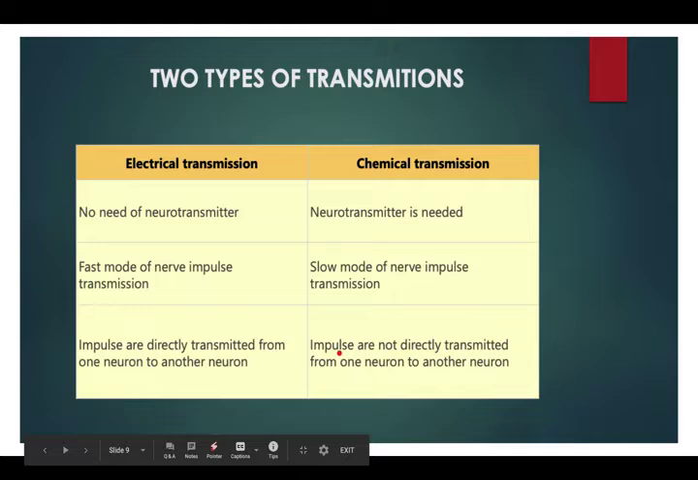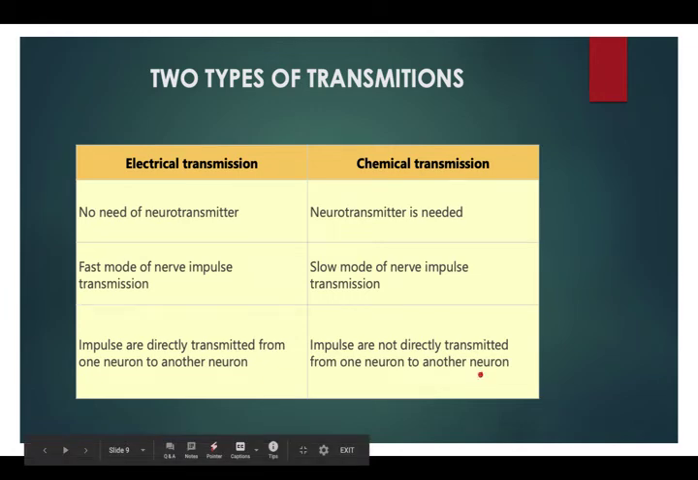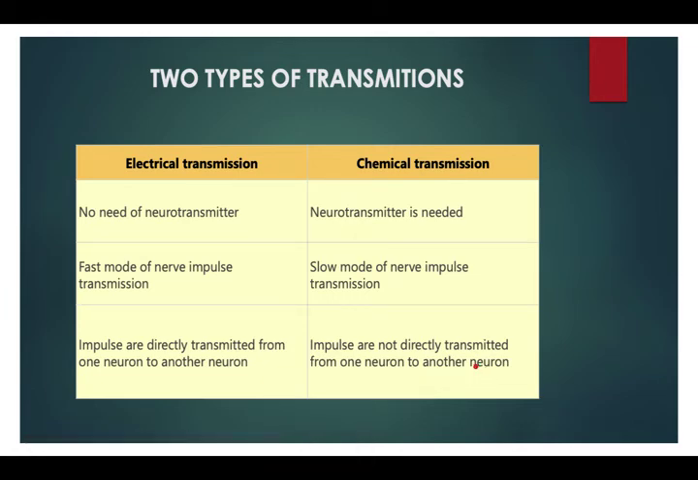And in case of chemical transmission, impulses are not directly transmitted from one neuron to another, but indirectly transmitted from one neuron to another through the synapse, and in between the synapse are present different chemicals as neurotransmitters.